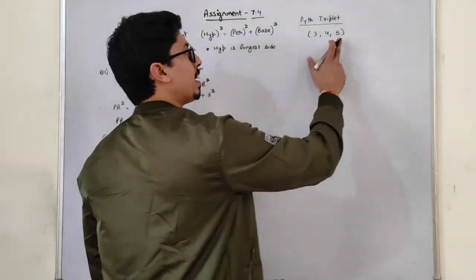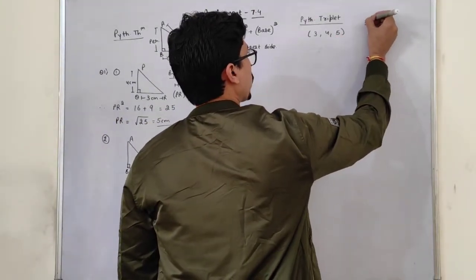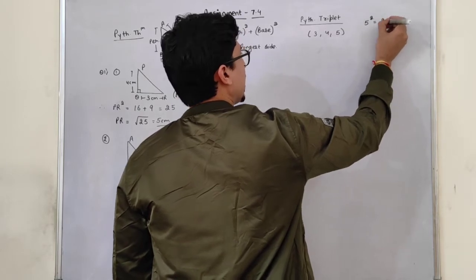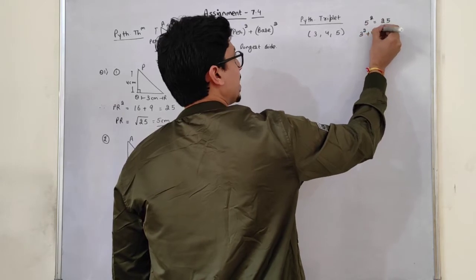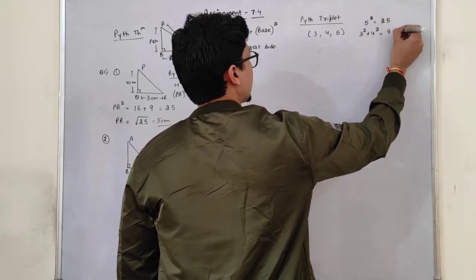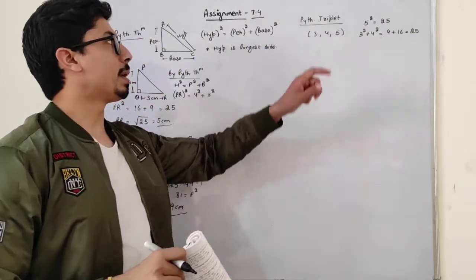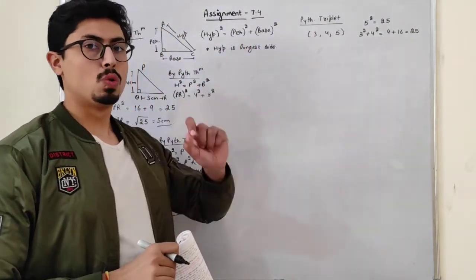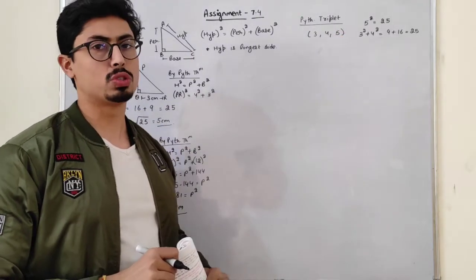Because students, see, if I take the largest side, it is 5. So 5 square is equal to 25. And the sum of the squares of the other two sides, 9 plus 16, is also 25. So Pythagorean triplets are those three numbers where the square of one side is equal to the sum of the squares of the other two sides.